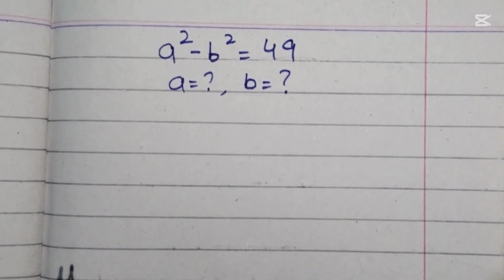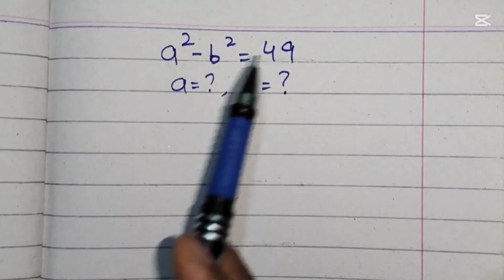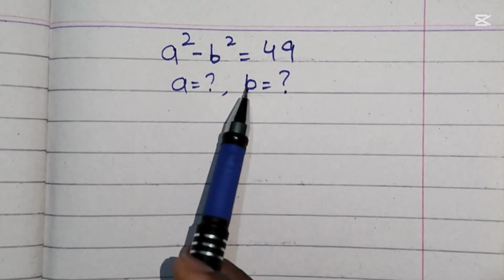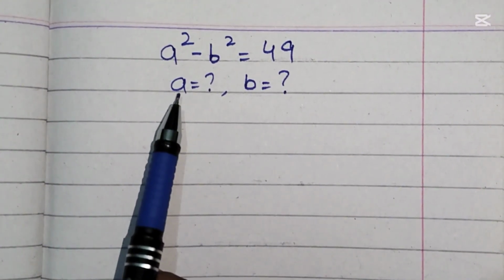In this video we will solve a math-Olympiad problem. a squared minus b squared equals 49. You have to find the values of a and b. We will do a number of steps to find the values of these unknowns.